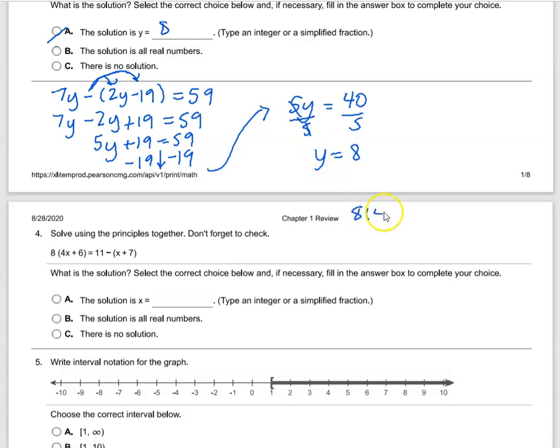So I'm going to come over here where I have a little bit more room. And we've got 8 times 4x plus 6 is equal to 11 minus x plus 7. And so we want to use the distributive property first to distribute that 8 to both of these things. 8 times 4 is going to be 32x. 8 times 6 is going to give us 48.